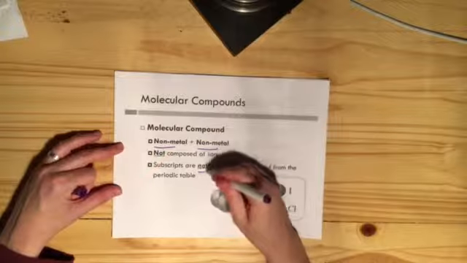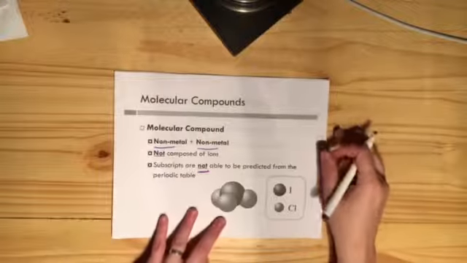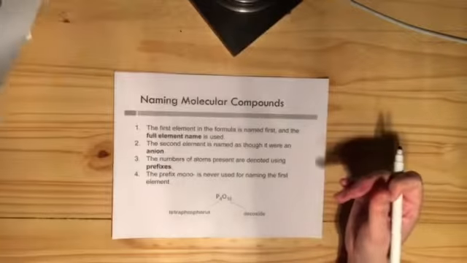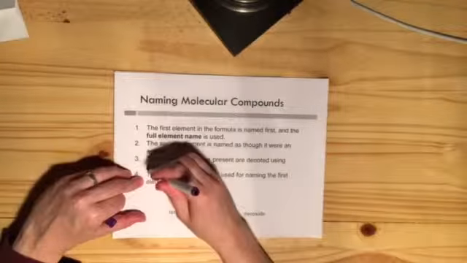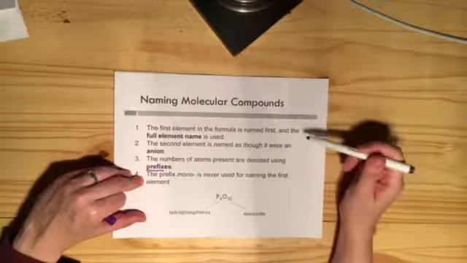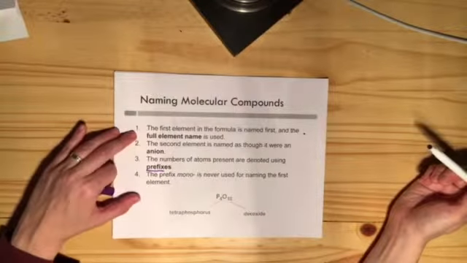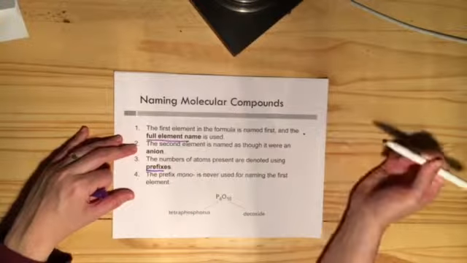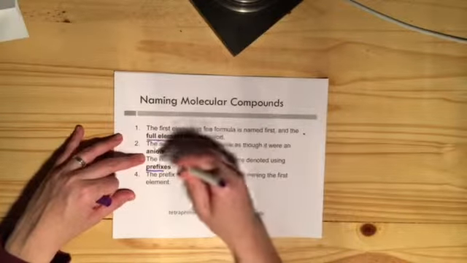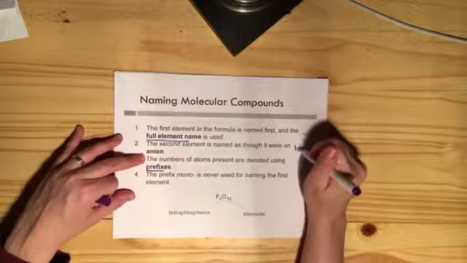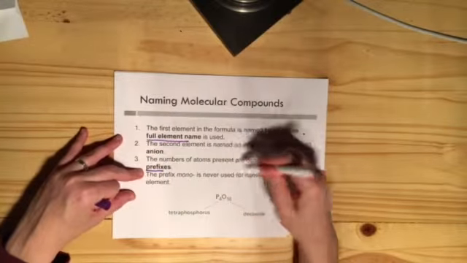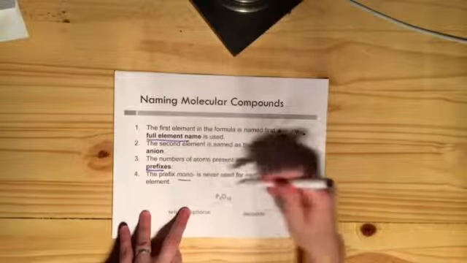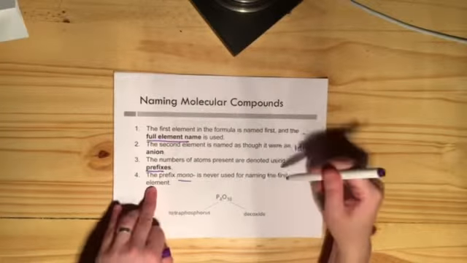The subscripts are not able to be predicted from the periodic table, so we need some way of naming them. What we do is we use prefixes. The first element of the formula is named first. You give the full element name. The second element is named as though it were an anion, so we're adding "-ide". The number of atoms present is denoted using prefixes. The prefix mono is never used for naming the first element.